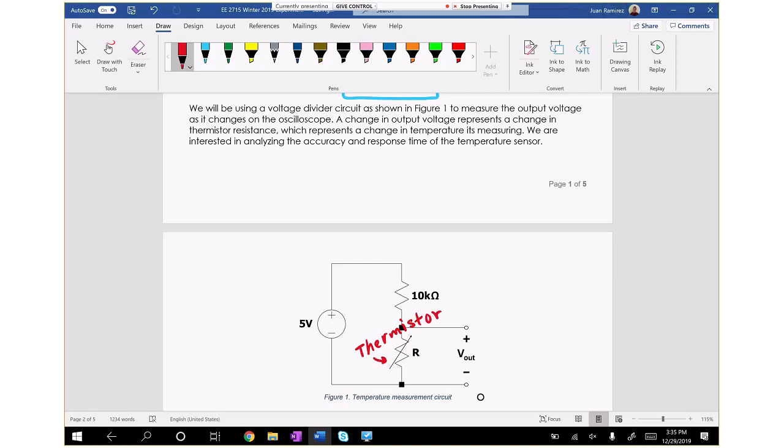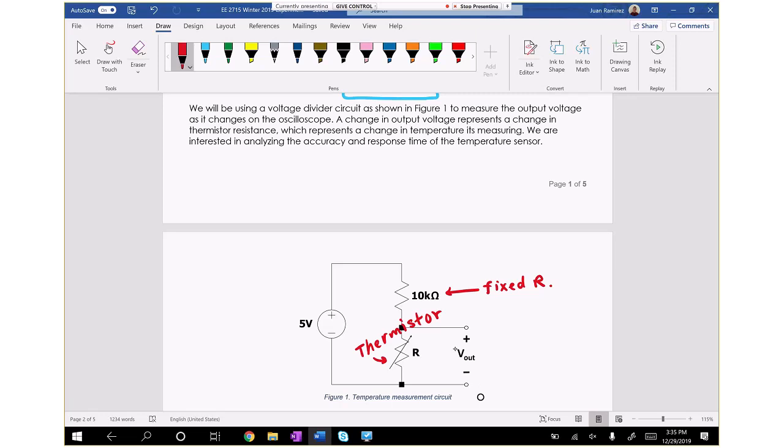So the thermistor is on the bottom, and then you have a 10 kilo ohm resistor. Then this is a fixed resistor up top, and they're connected in series. They're connected in series to a 5-volt source.